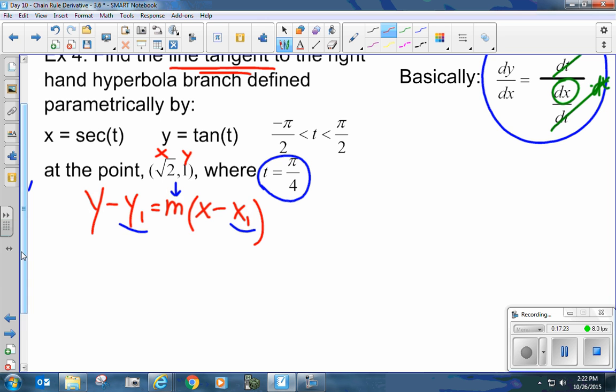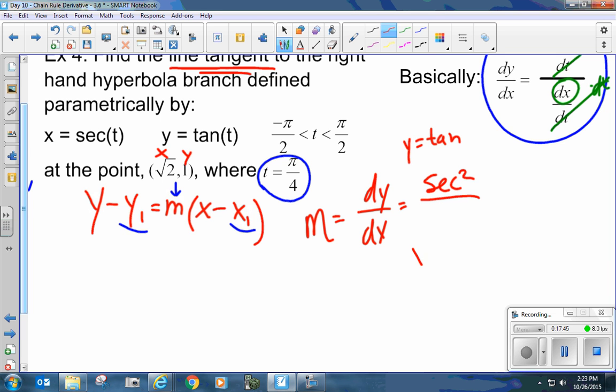So now, you ready for this? My dy dx, which is ultimately my slope, that's the derivative of tangent, which is what? Okay, well, y is tan. What's the derivative of tan? Secant squared. That's okay. All over, my x is secant. So what is the derivative of secant? Secant times tangent. So all I got to do is kind of simplify this out, and then plug in my pi over 4 for t, which I leave out until I get to the end here. Technically, there should be a t here, and a t here.